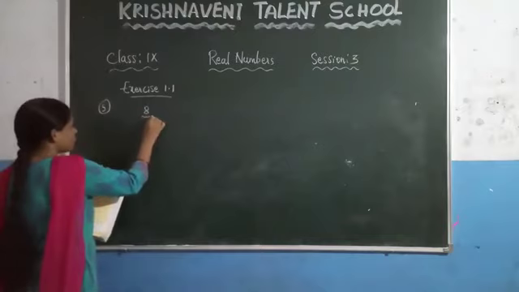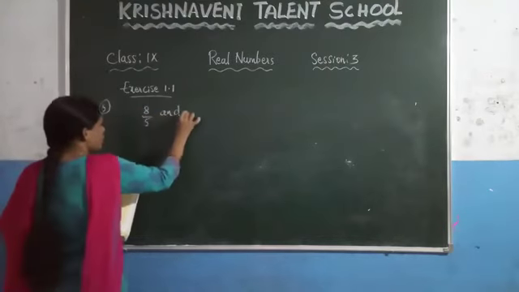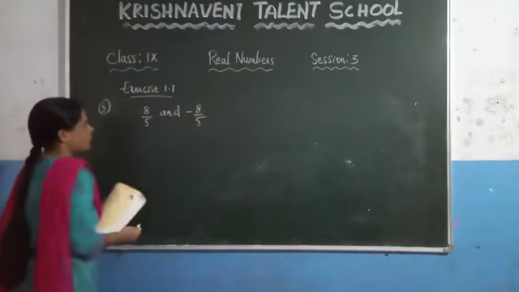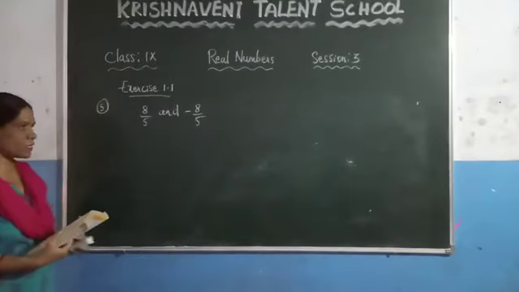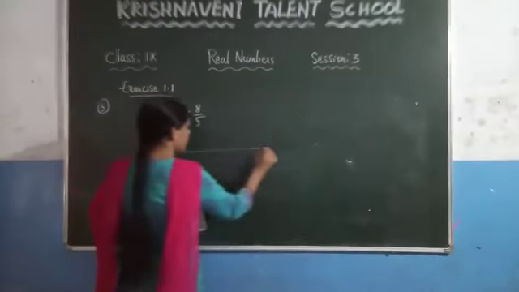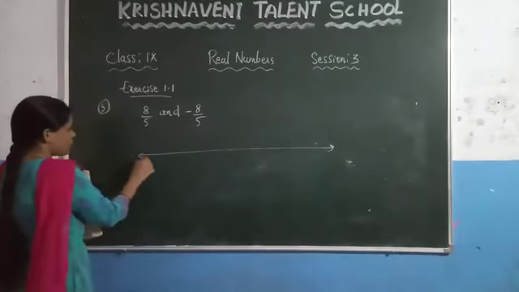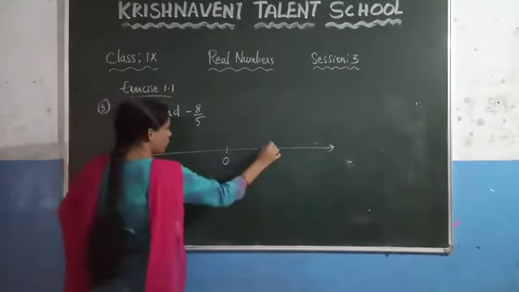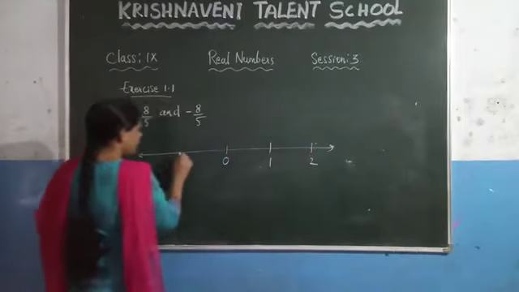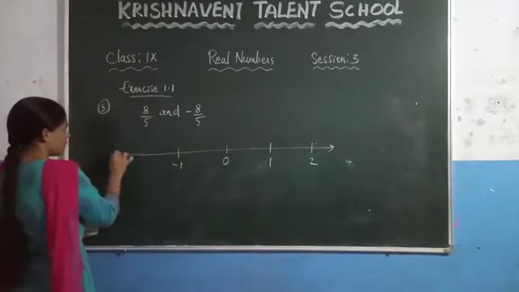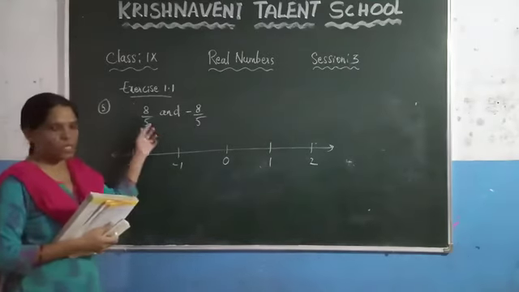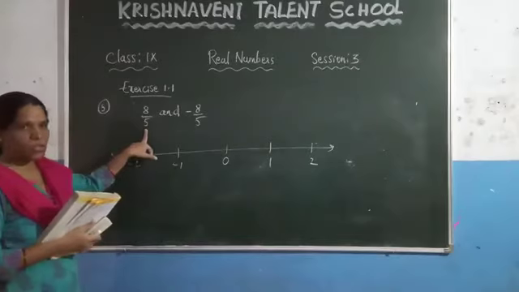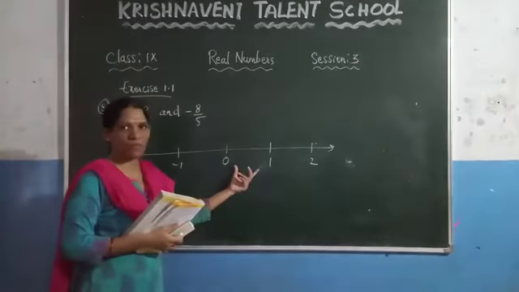Represent 8 by 5 and minus 8 by 5 on a number line. You have to write these numbers on a number line. If you want to represent rational numbers on a number line, what is our first step? First you have to draw the number line, and after that you have to mark the numbers 0, 1, 2, and here minus 1 and minus 2. And after that you have to check the denominator. What is the denominator here? 5. So you have to divide each unit into 5 equal parts.